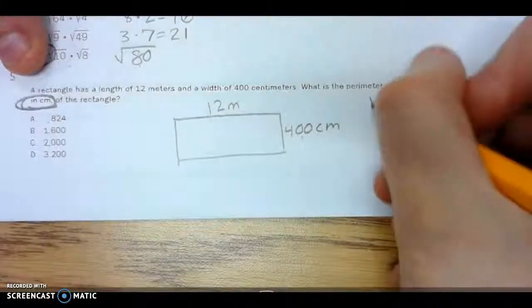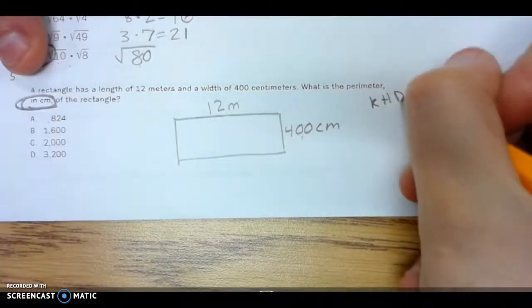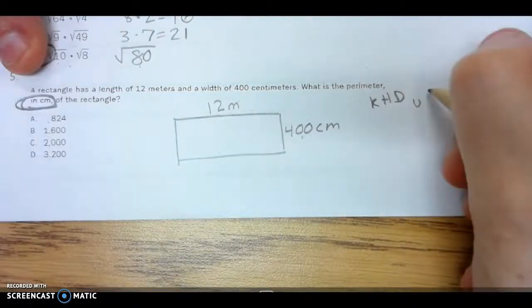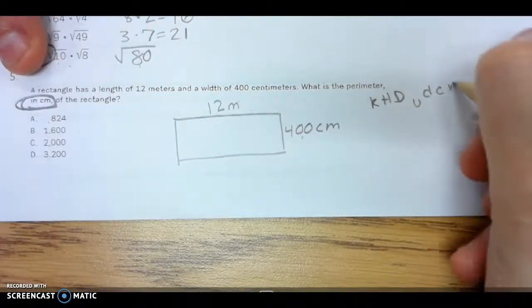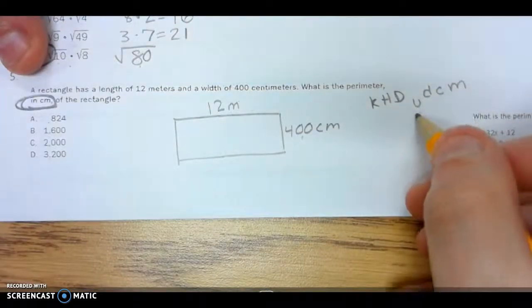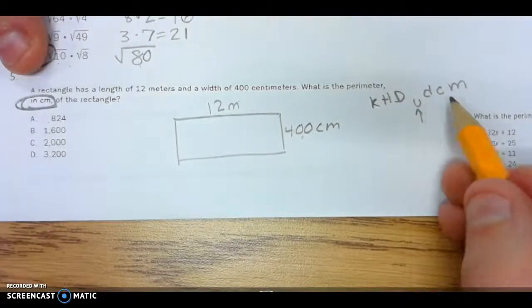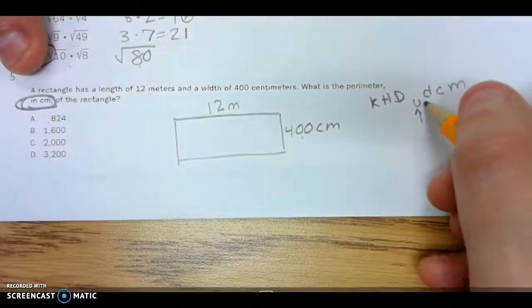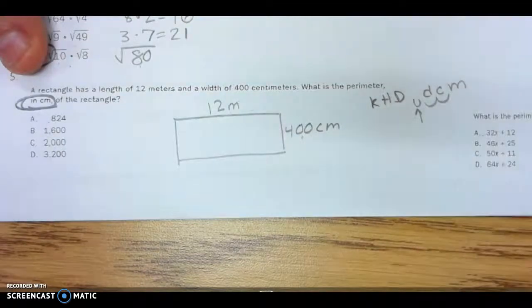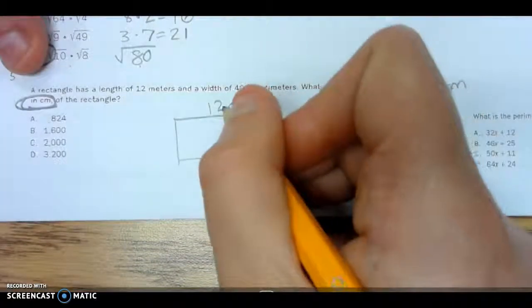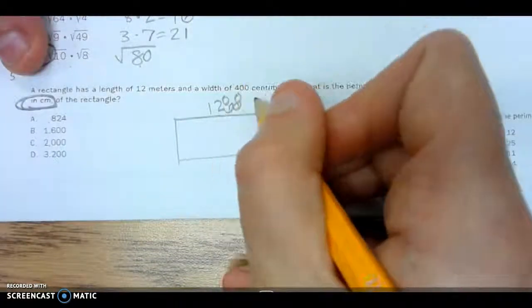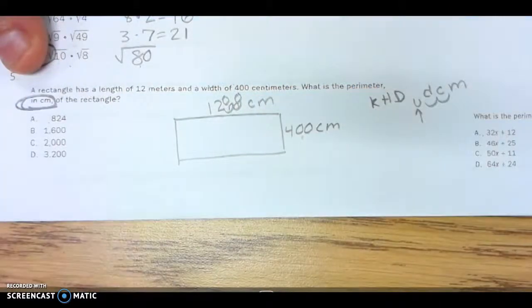Let's go ahead and write our King Henry died drinking chocolate milk. So right now I'm at the unit. I need to move to centimeters. So I'm going to need to move my decimal 2 places. So I move this 2 places. I'm going to get 1200 centimeters.